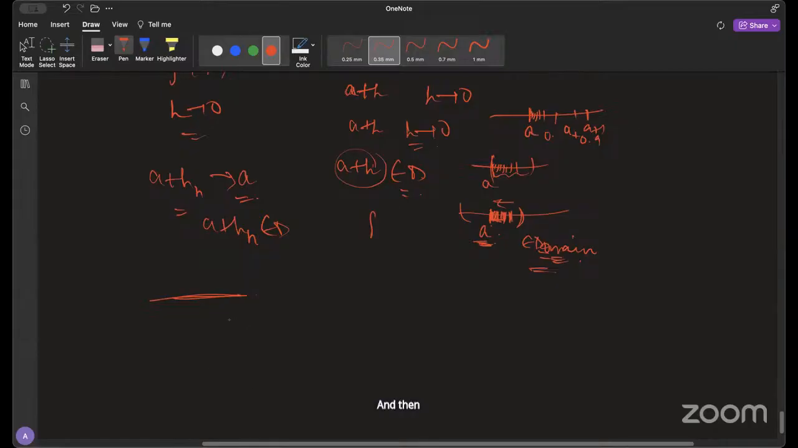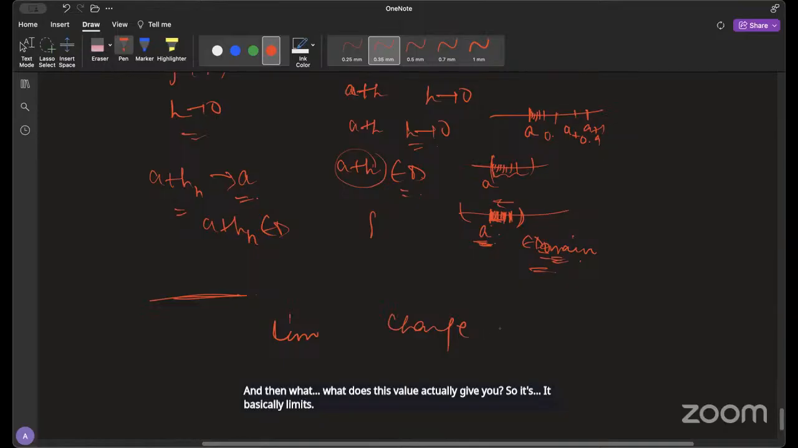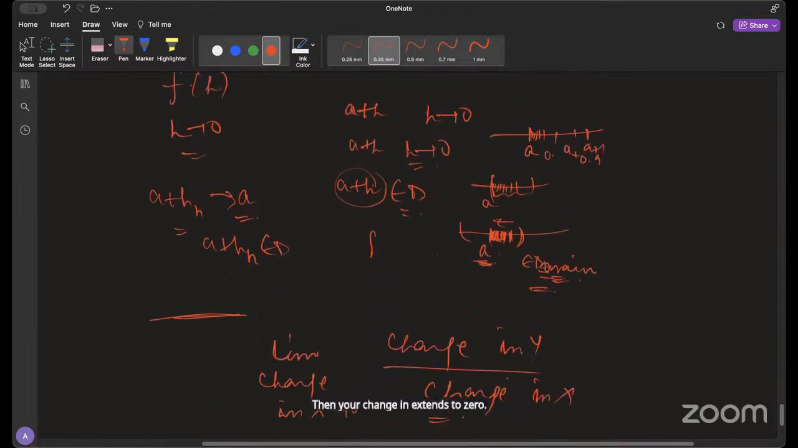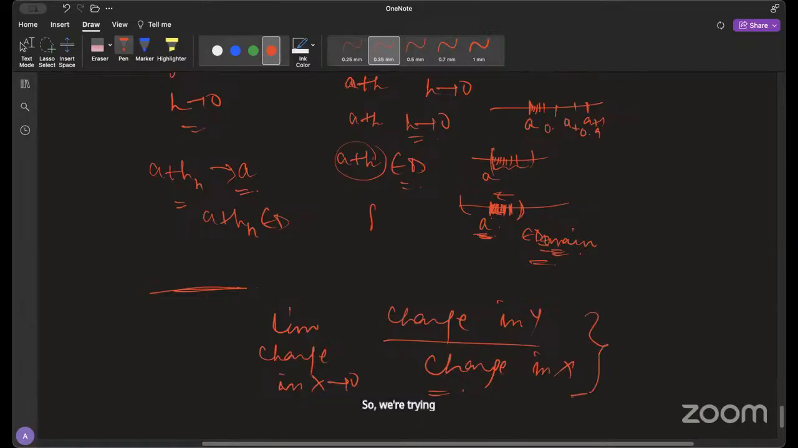And then what does this value actually give you? So it's basically the limit of change in y by change in x, right? When your change in x tends to 0. So we are trying to discuss what this means in the physical world.